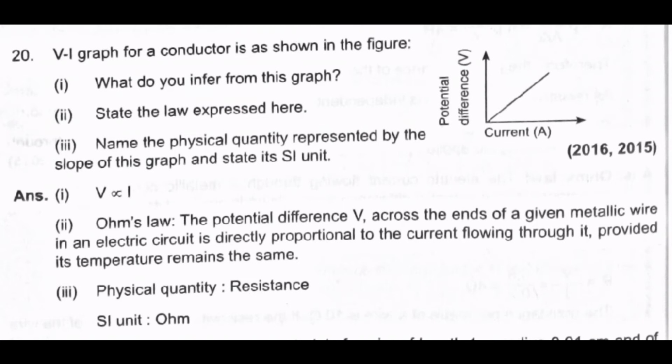The first question is, what do you infer from this graph? What we can understand is that the graph shows a straight line. The current is taken along the x-axis and potential difference along the y-axis. Here we can see a straight line graph which is passing through the origin, isn't it? And as the current increases, what happens to the potential difference? Yes, that also increases. What does it mean? That means the potential difference is directly proportional to current. That means V is proportional to I.